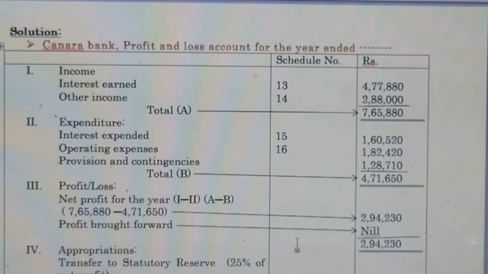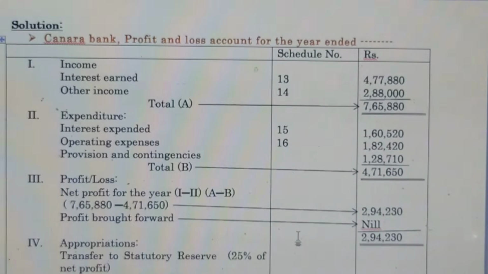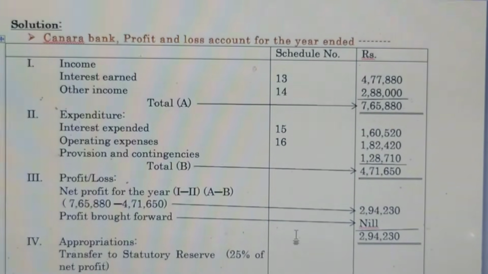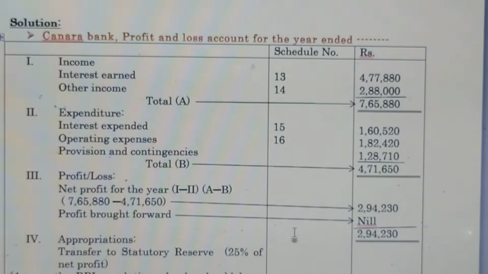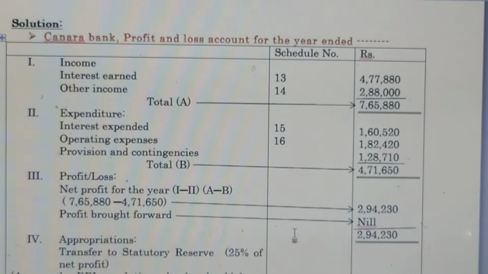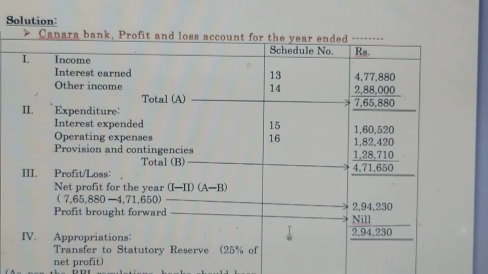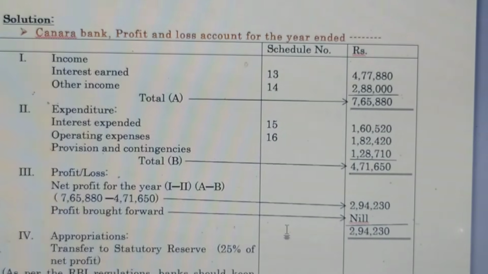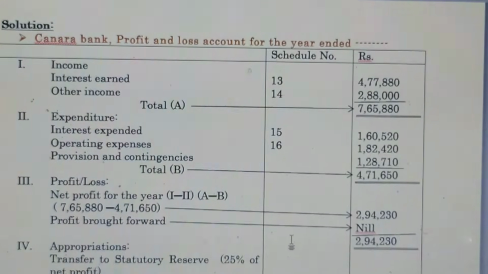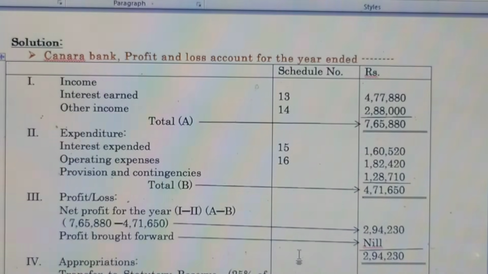First, we have to frame the particulars column, schedule number column and rupees column. Then we have to mention Roman letter 1 as income. Under it, we mention interest earned, that is the schedule number 13 heading, and 13 will be mentioned in the schedule number column. In the rupees column, we mention the schedule number 13 total, that is 4,77,880.